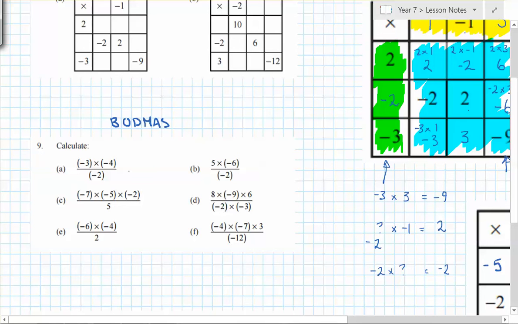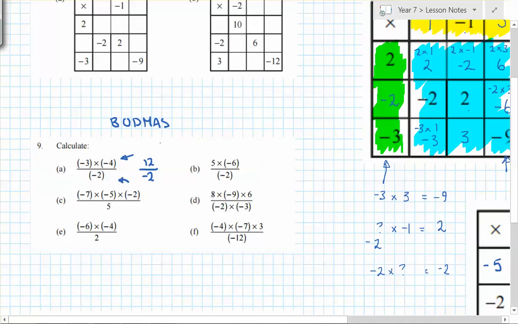Now when we've got a fraction set up, we have to do the top part of the fraction first. We consider the bottom part of the fraction. Well, this time there's nothing to be done, okay? But then we do the division last. So the top part of the fraction is negative 3 times negative 4, which is 12. We've got that over negative 2.